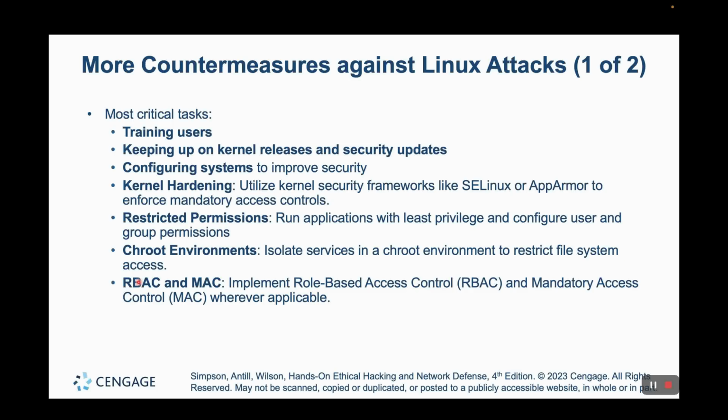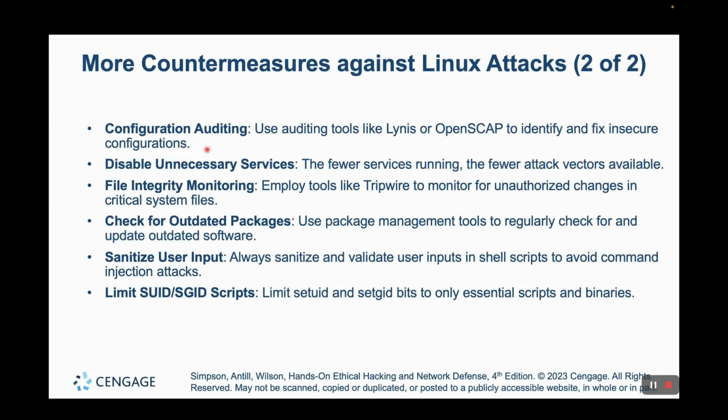Basically, role-based access control means that you could configure the security based on groups of people, for example, marketing group, sales group, research and development group, and then you can apply the security for the whole group. And mandatory access control, if possible. Configuration auditing: using auditing tools like OpenSCAP to identify and fix insecure configurations. Disable unnecessary services. As discussed before, fewer services running means fewer attack vectors available. File integrity monitoring: you could use something like Tripwire to monitor for unauthorized changes in very important system files.